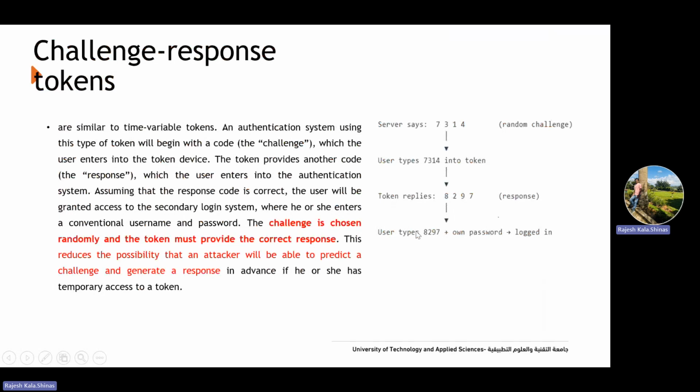Now what will the user do? The user will type this 8297 plus whatever physical password he knows. Then he can log in. It's more secure. That is the challenge response code. The server will give a challenge code. The user will type the challenge code into the token. Now the token will respond by giving another code. The user will use the final code, the response code given by the token device, plus the regular password to enter into the system. This picture says everything.